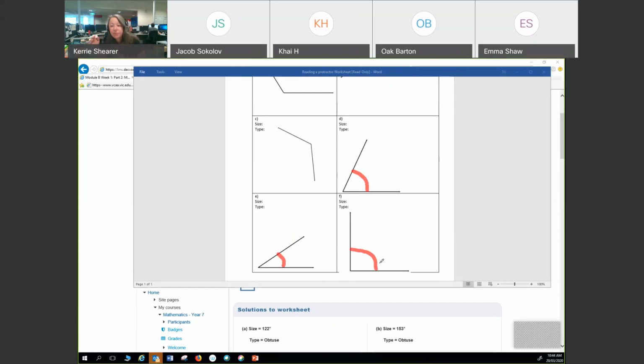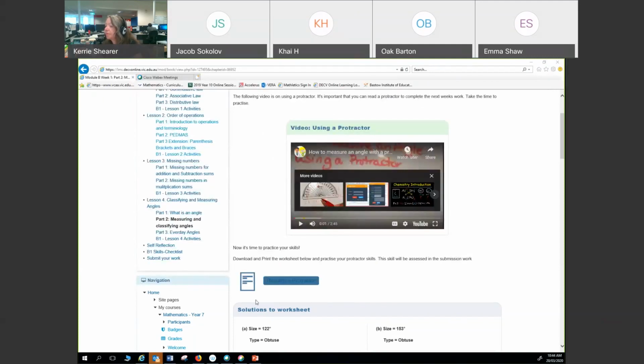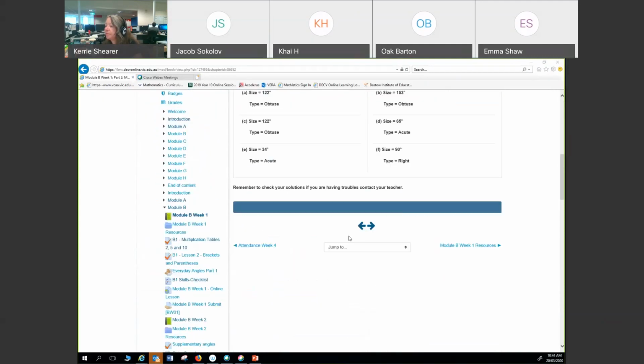Sorry about that. One of the things I want you to be able to do is measure angles. To print that out and complete that task, you will need a protractor. If you don't have one, head out to your local newsagents or Officeworks, but most of you have one hiding at home. You'll see the solutions to the worksheet anyway.